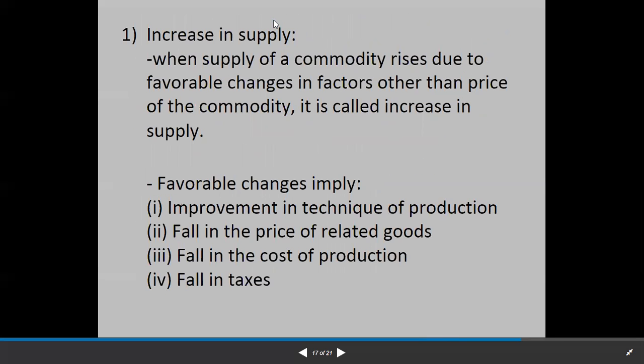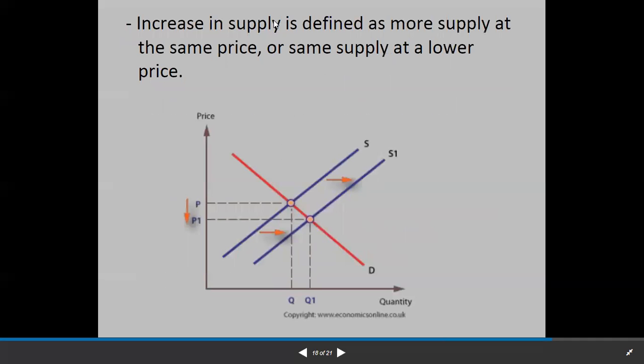Increase in supply: when the supply of a commodity rises due to a favorable change in a factor other than the price of the commodity, it is called increase in supply. Favorable changes mean improvement in the techniques of production, fall in the price of related goods, fall in the cost of production, fall in the taxes. All these things help the producer to earn more and more profit, so they increase their supply in the market. The diagram shows it like this.